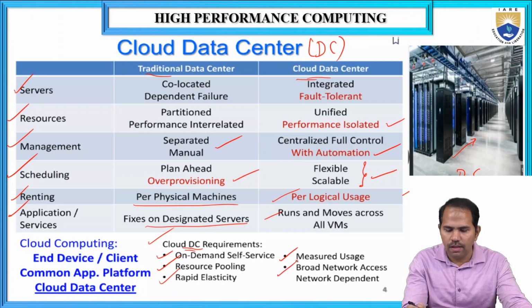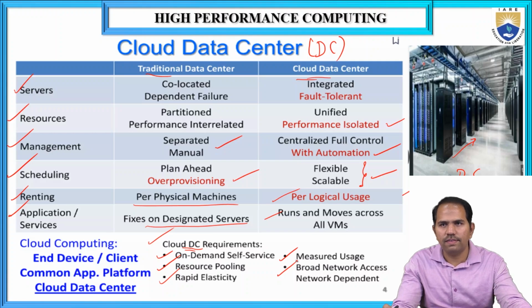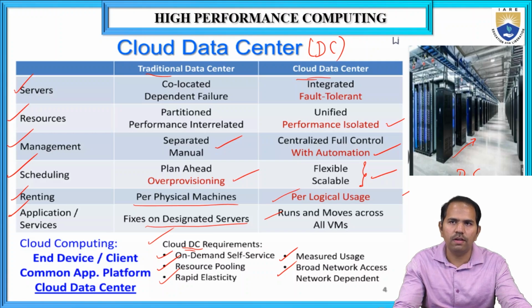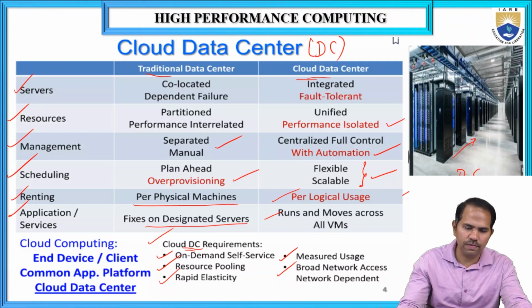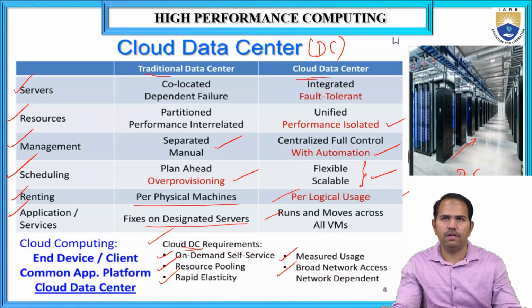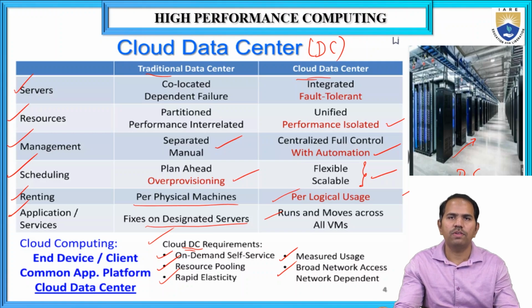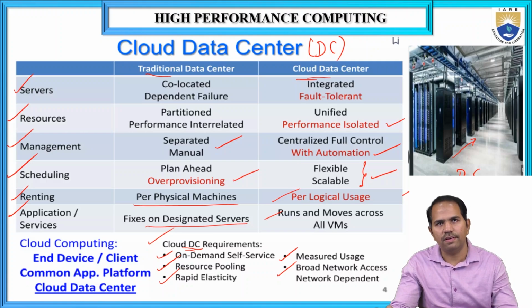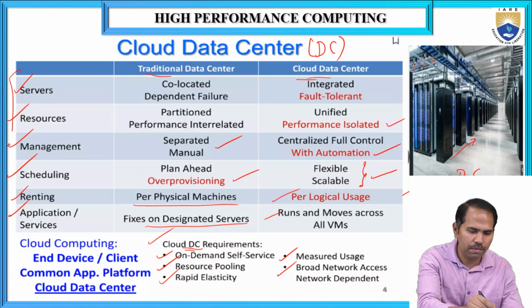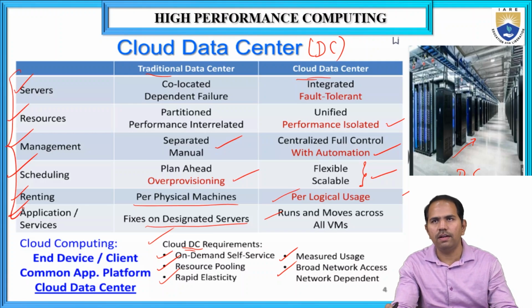Then broad network access and being network dependent. It has to provide broad network access and be network dependent also. So these are all the important points about the traditional data center and cloud data centers. These are the different parameters compared between the traditional and the cloud.